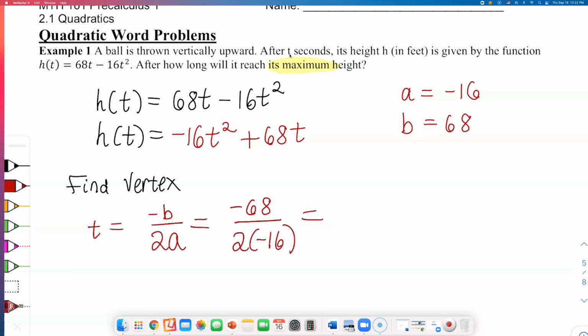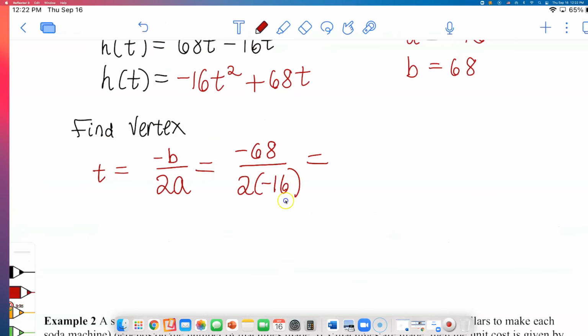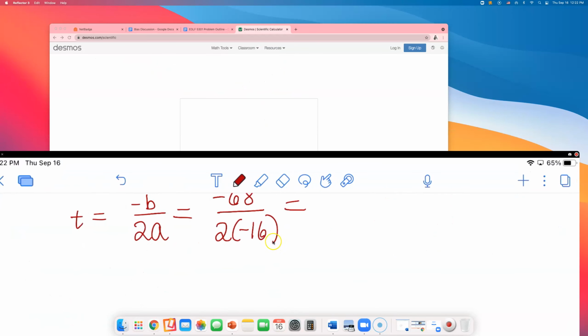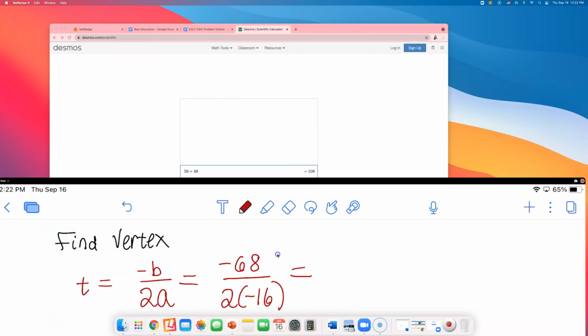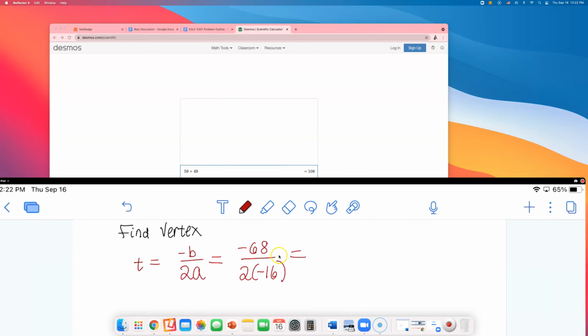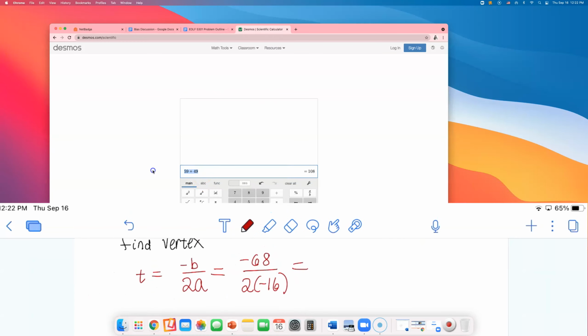Guys, very often, you know how fractions are usually better in a math class, right? Because they're accurate. But we're talking about time here, so I think this time a decimal will actually be better. So let me go ahead and type up the fraction here: negative 68 divided by 2 times negative 16. And they gave me a decimal, which I like, 2.125, and what's the unit? Seconds, because t stands for seconds.